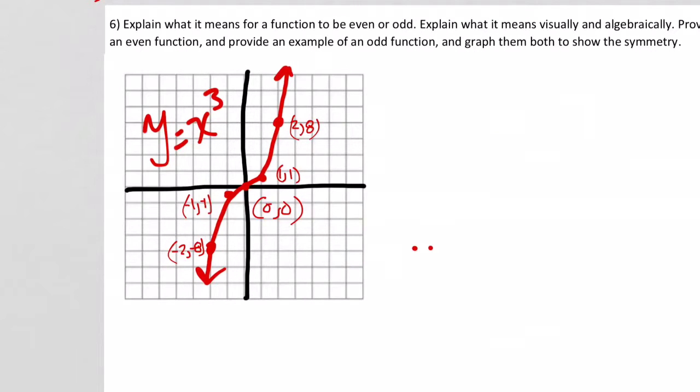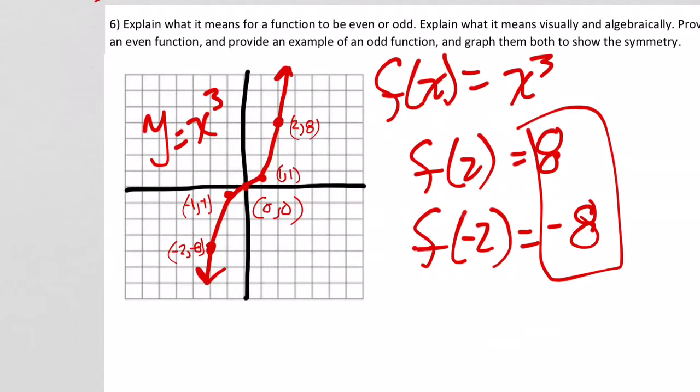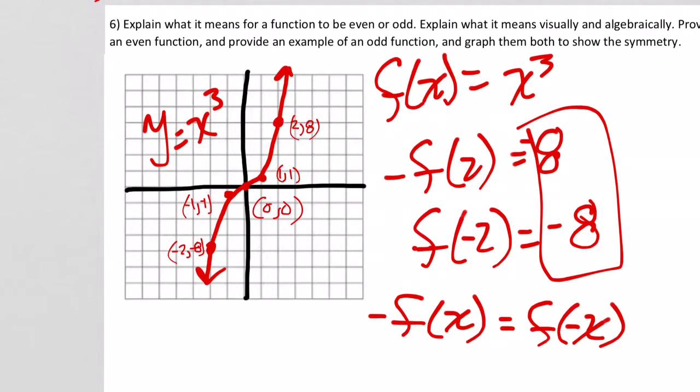If I let my function f of x equal x cubed, what I'm saying is f of 2 is 8, f of negative 2 is negative 8. What I'm saying is when I have opposite x values, I will get opposite y values, negative 8 and positive 8. If I have negative f of 2, I have negative 8. So if I have negative f of x, I have f of negative x.